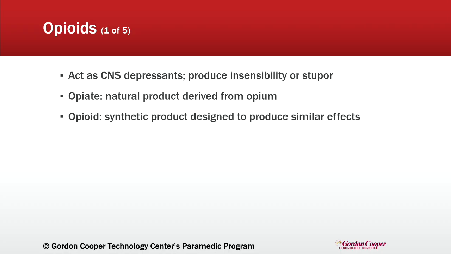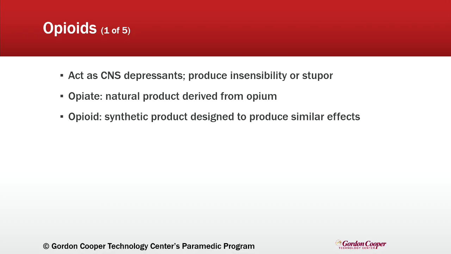Opioids also act like central nervous system depressants and produce insensibility and stupor. They're classified into natural products derived from opium in the poppy plant, or synthetic products designed to produce similar effects, and there are a lot of synthetic ones out there. In recent years, potent drugs like fentanyl and desomorphine have increased on the streets, and these things have a potency level unlike anything imaginable. Pre-hospital providers have seen a significant rise in opioid overdoses since the year 2000, and that continues to be a big problem today, especially fentanyl.